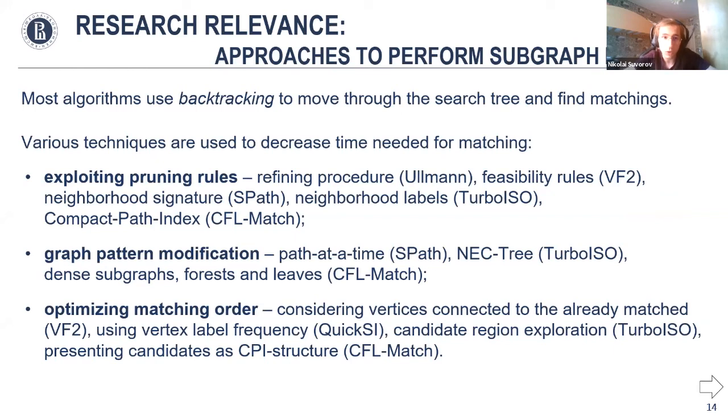Most of these algorithms use backtracking to move through a search tree and find the appropriate combinations of vertices of the pattern graph and the source graph. These algorithms use various techniques to decrease the time needed for matching, and most of these techniques can be divided into three main groups, which are presented on the slide. However, most of the theoretical research on the problem of subgraph matching has been conducted specifically for ordinary graphs. That is why these approaches have to be adapted to the presented HP graph model.